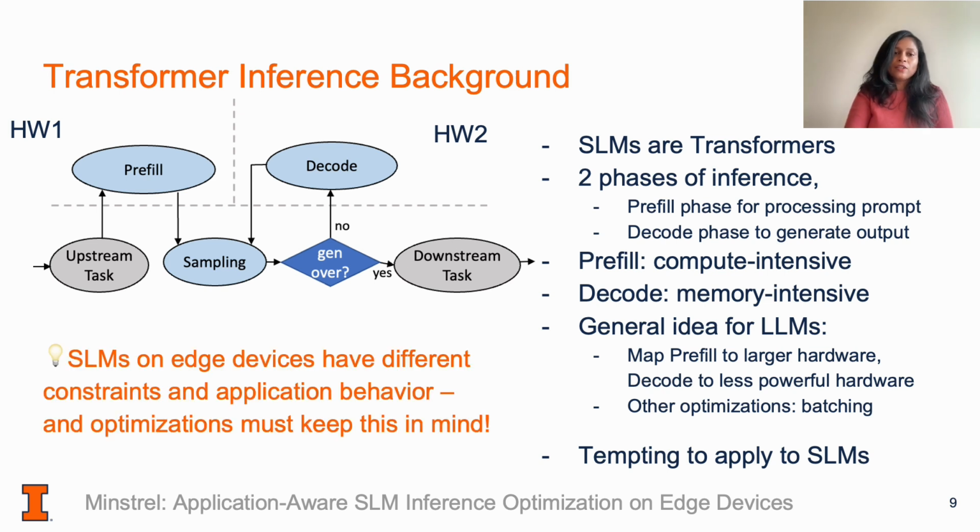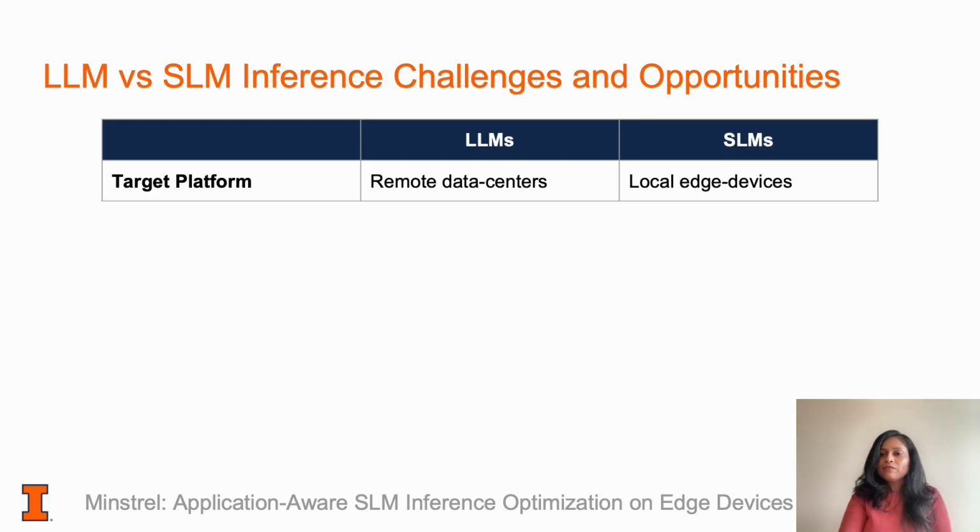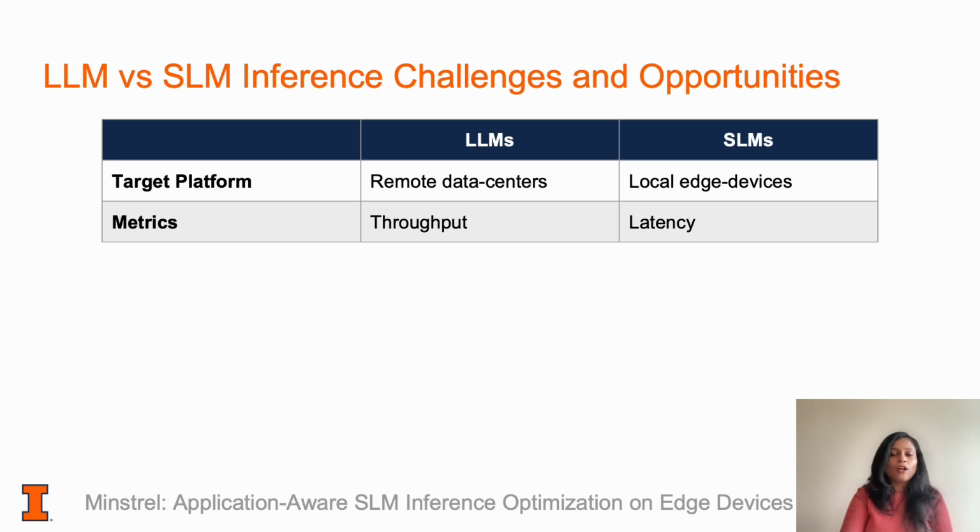It is tempting to apply similar optimizations for SLMs. However, SLMs for on-the-edge devices can have different constraints and application behavior, and we must keep this in mind before applying optimizations. So what are the different challenges and opportunities between SLMs and LLMs? To begin with, the optimizations must target different platforms, data centers for LLMs and local edge devices for SLMs. These edge devices can range from smartphones to laptops and desktops, basically local devices owned by the user. Thus, the metrics for optimization may also vary. For example, for data centers, throughput can be a very important metric to optimize for. For local SLM instances, there can be downstream tasks that are stalled or waiting for these inference results, so latency can be a very important metric.